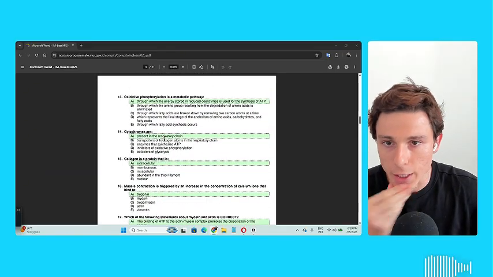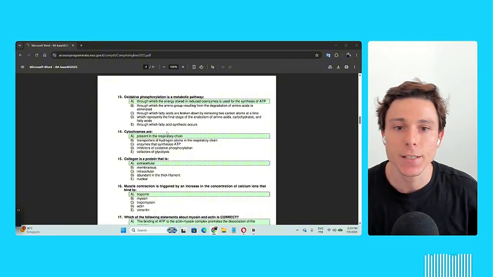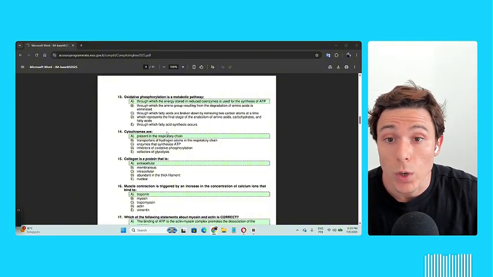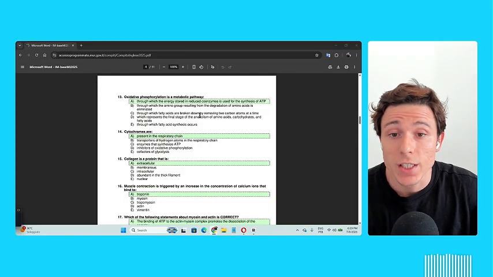Question 13: oxidative phosphorylation is a metabolic pathway, dot dot. So it wants us to describe what it is, okay? And we've got to try to find what is the best description.